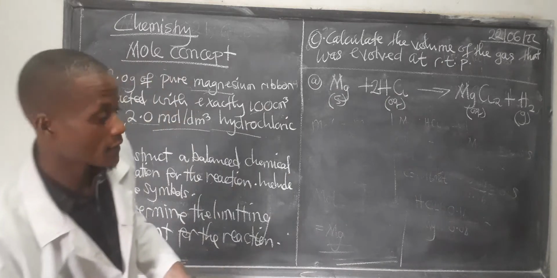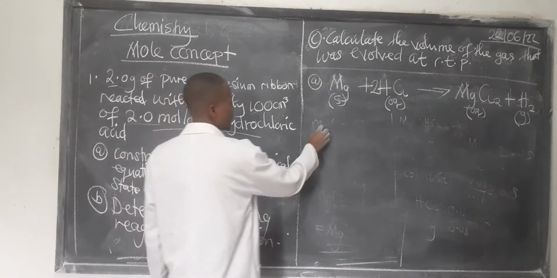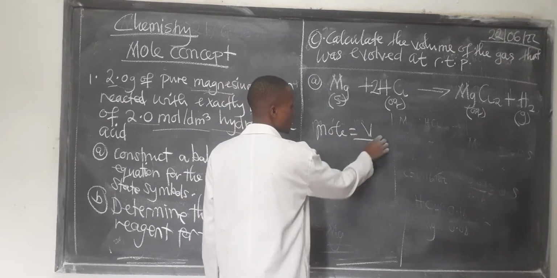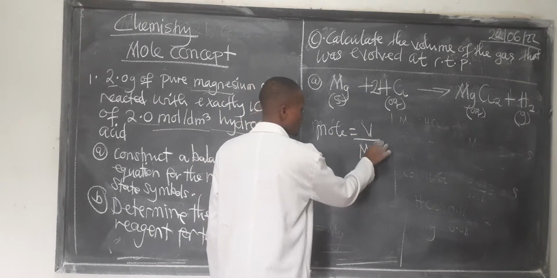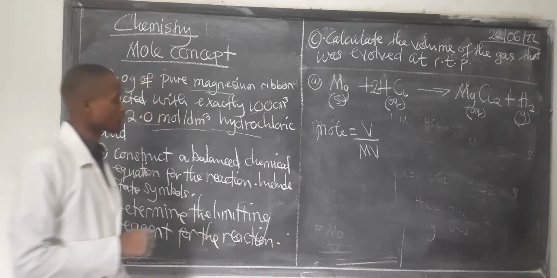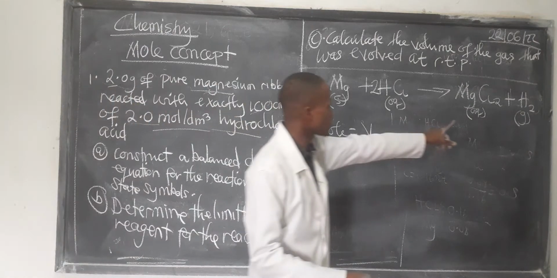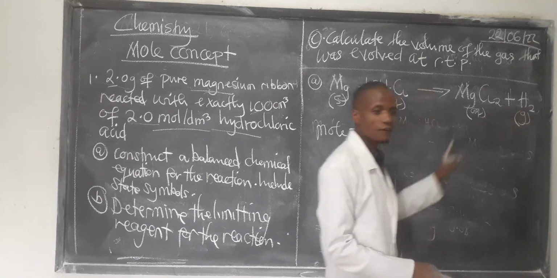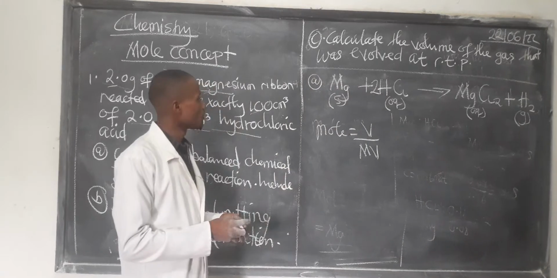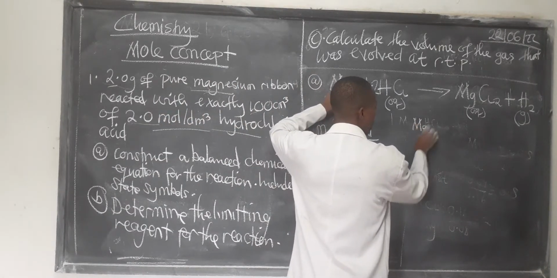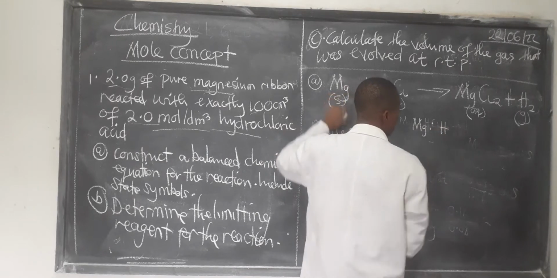So we say number of moles is equal to volume of a gas over the molar volume of a gas. You see that, right? Number of moles is equal to volume of the gas over the molar volume. Now, the number of moles for this gas, we don't know. So we have to find it using the molar ratio. We can compare for magnesium again. We said magnesium to hydrogen this time, isn't it?